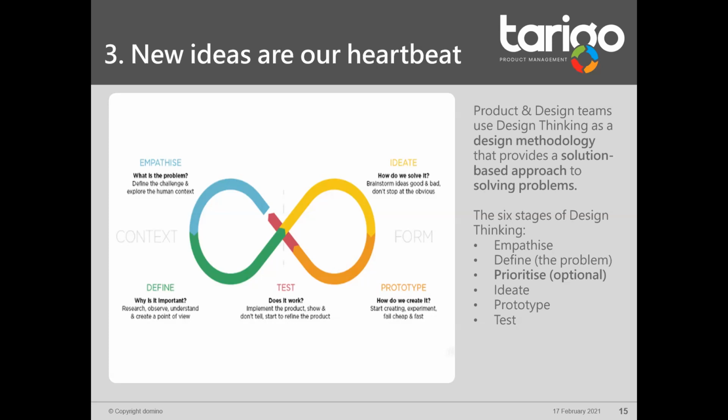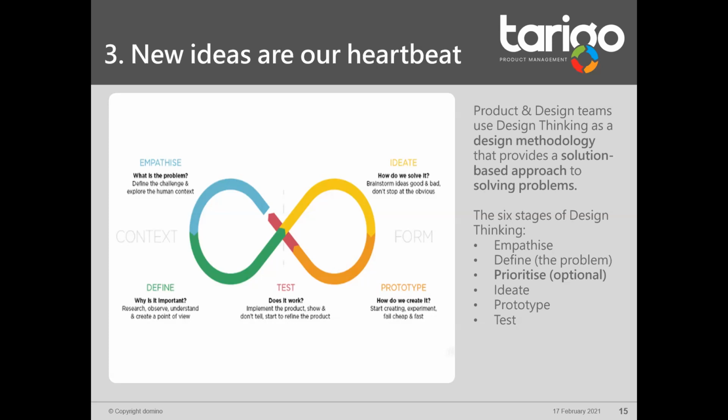If you look at this, it's an infinity symbol, because with design thinking you can ebb and flow from one stage to the next. The idea is that you empathize with the customer, you understand the customer, you start to define it, and then you can put prioritize in there, which is an optional step. I quite like to use that because often in product we end up with more ideas than we know what to do with, or more problems than we know what to do with. So prioritizing those problem statements is really useful.